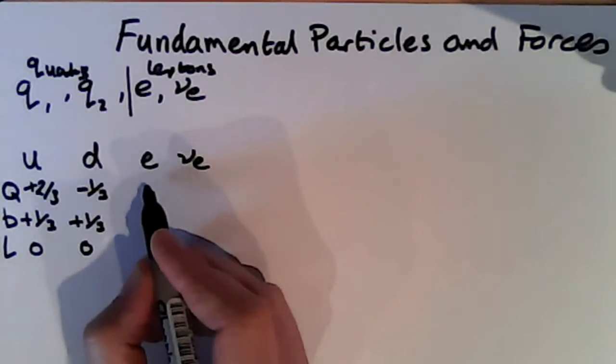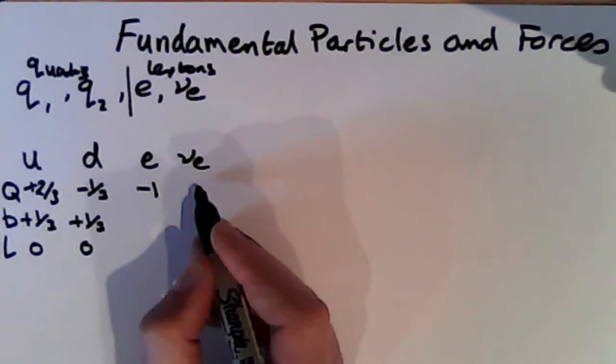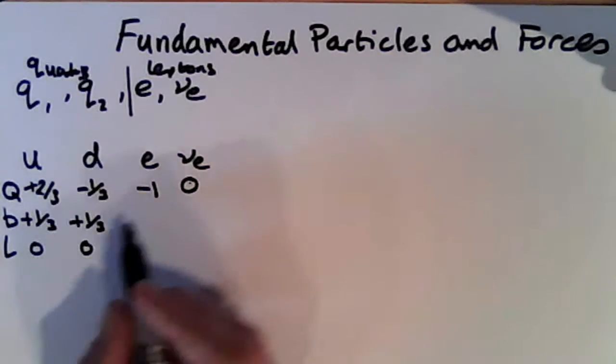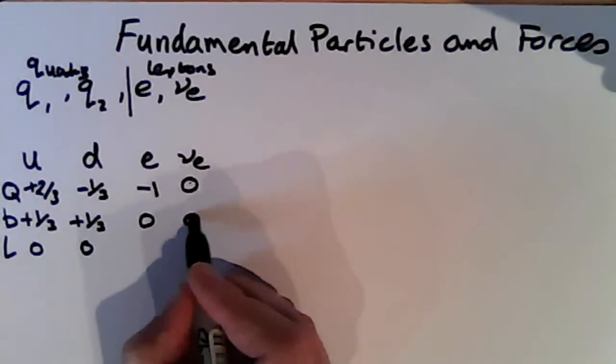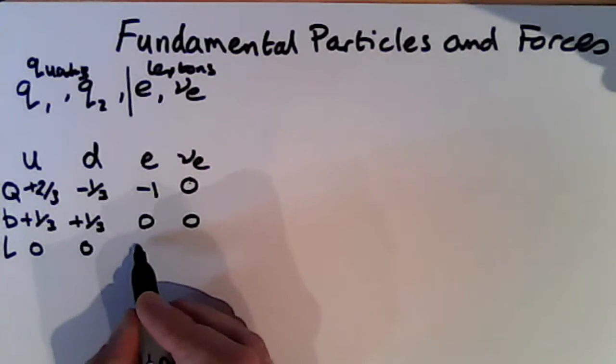The electron, the charge is minus 1. As we know, a neutrino, the clue is in the name, it's a neutral particle, it has 0 charge. The baryon number of the leptons is 0. The lepton number is 1.